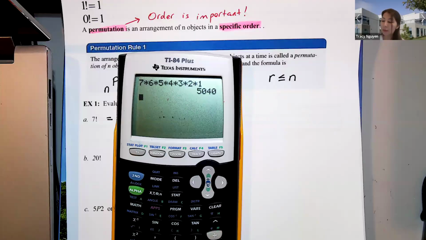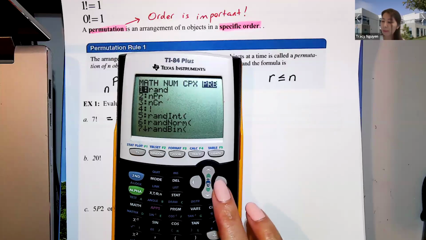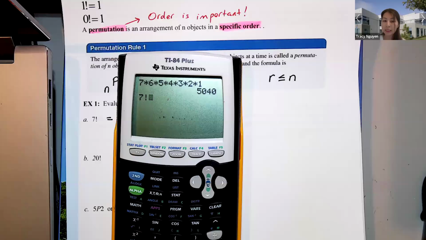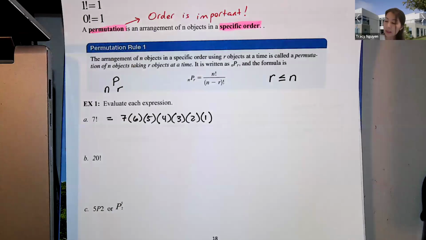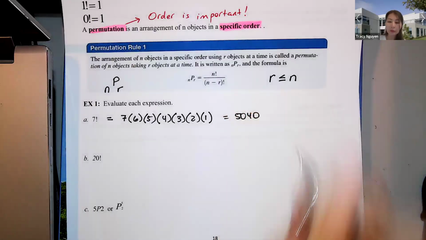The faster way of doing this problem is by using the factorial function from our calculator. So you key in the number 7, you go to math, you use your right arrow to move over to PRB, which is under probability, then you go down to number 4, press enter so that you have the factorial function, press enter again. This gives us the same result. All right, so now we know that 7 factorial is 5040.